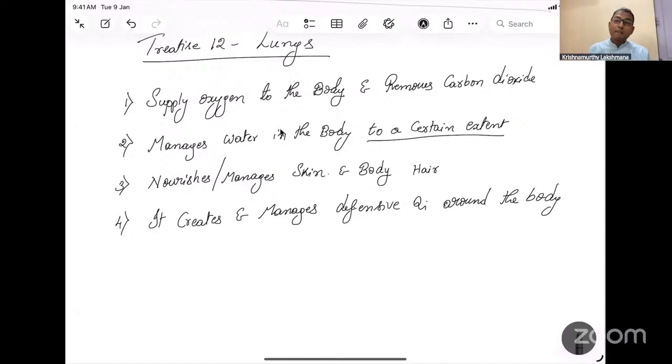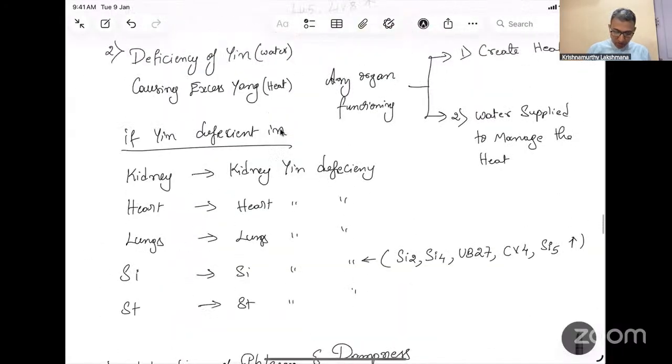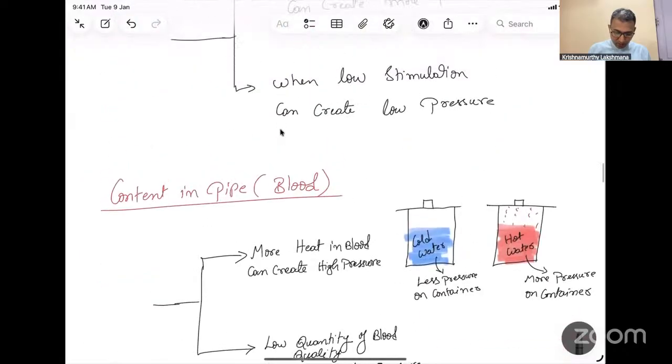What else? So this figure that we wrote yesterday should be in your mind at all times.